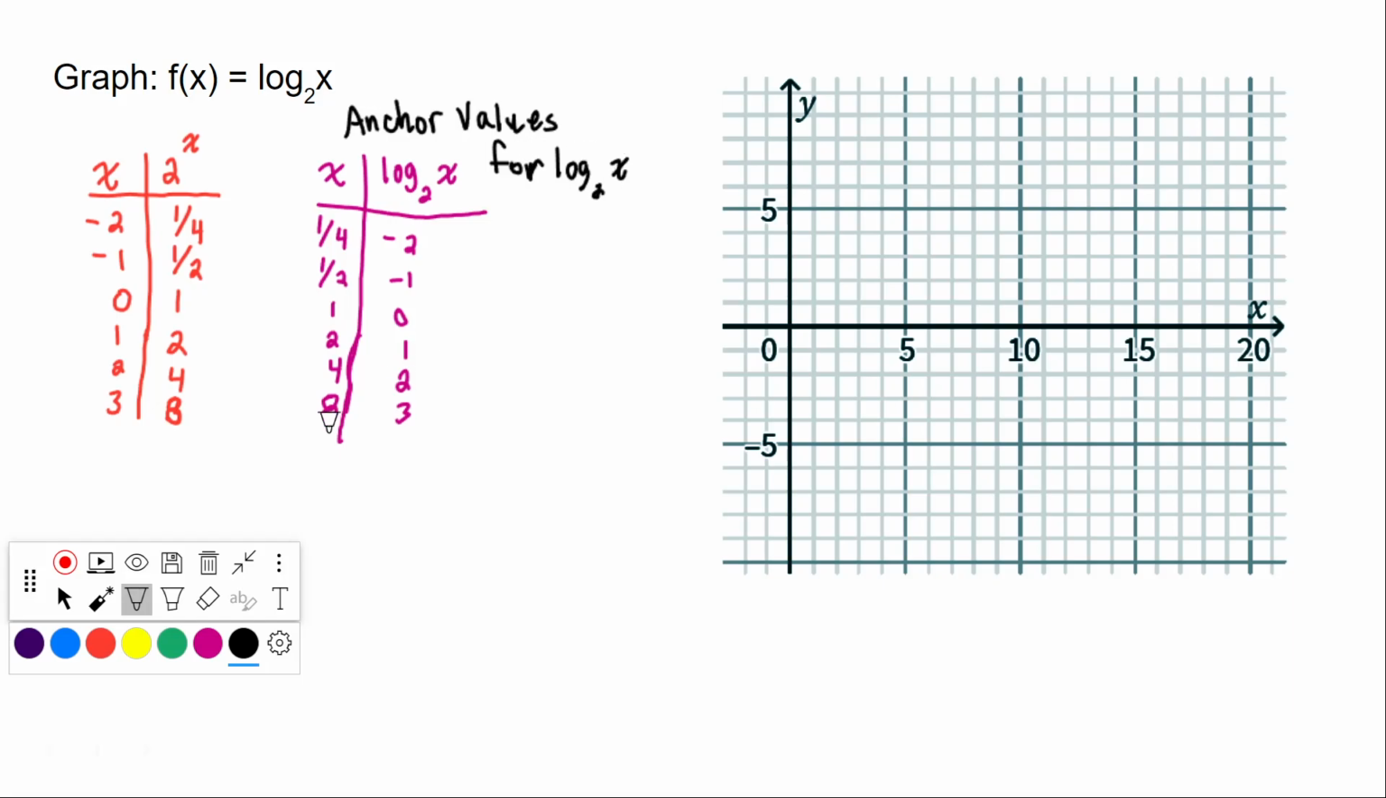Now let's plot these points. When x is 1/4, we're going to be down 2. When x is 1/2, we'll be down 1. When x is 1, we're at 0. When x is 2, we're up 1. When x is 4, we're up 2. And when x is 8, we're up 3. And then we connect these because a logarithmic function is a continuous function.